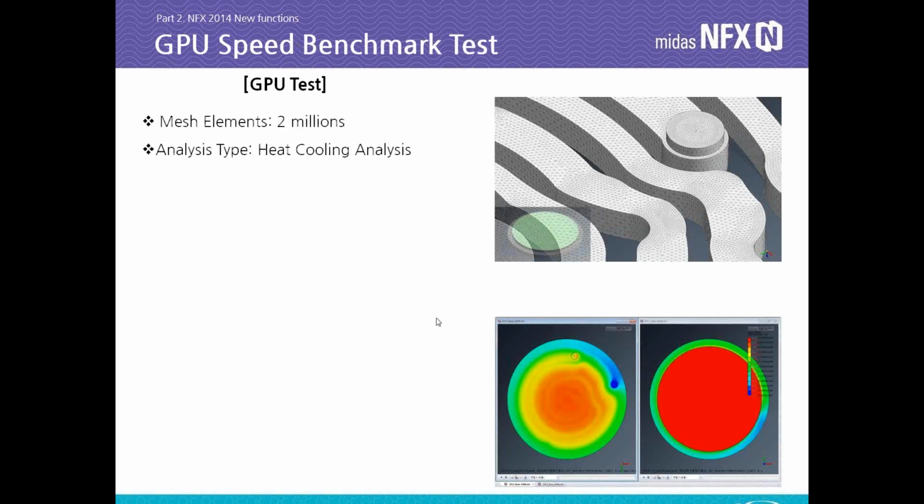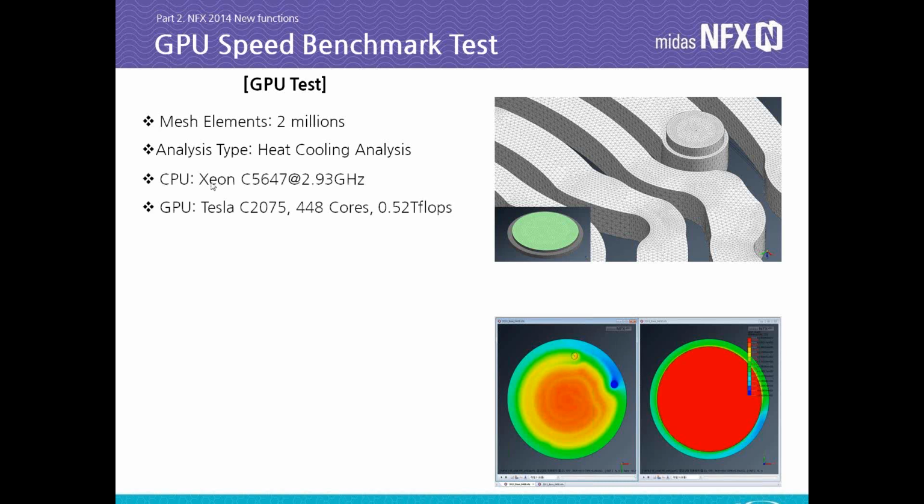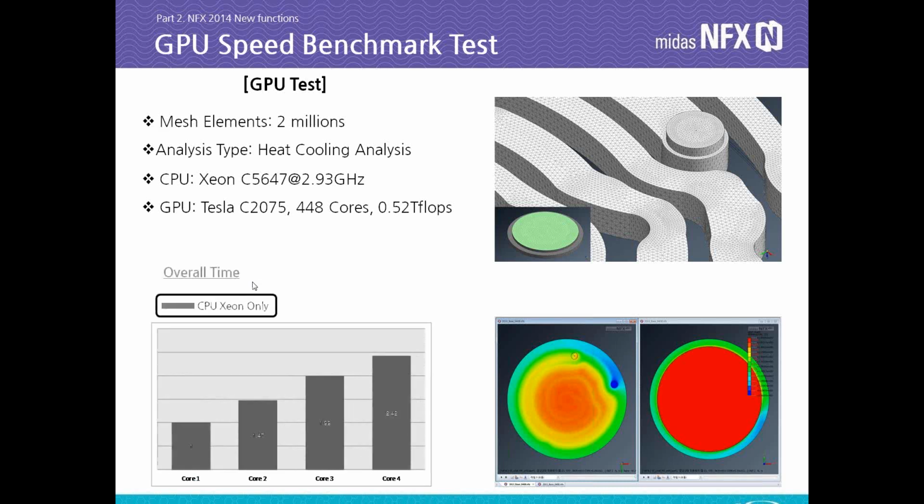So of course we did some speed benchmark. This is a GPU test. The mesh elements were 2 million, and this is a heat cooling analysis. The CPU we use is the Xeon 2.93 GHz and a Tesla GPU of 0.5 teraflops. I should point out that this is not the best Tesla right now. There's a better one of 1.5, which is giving you 2 or 3 times better results than that.